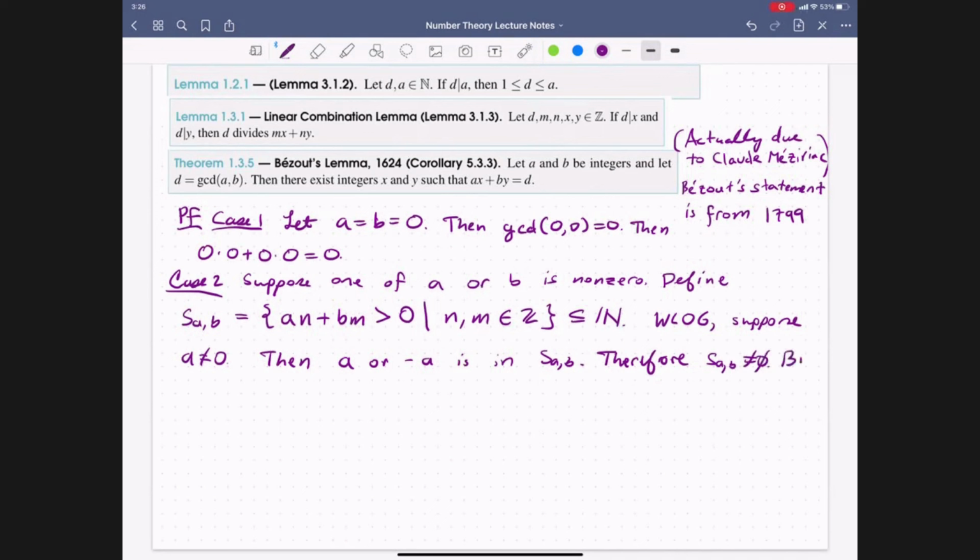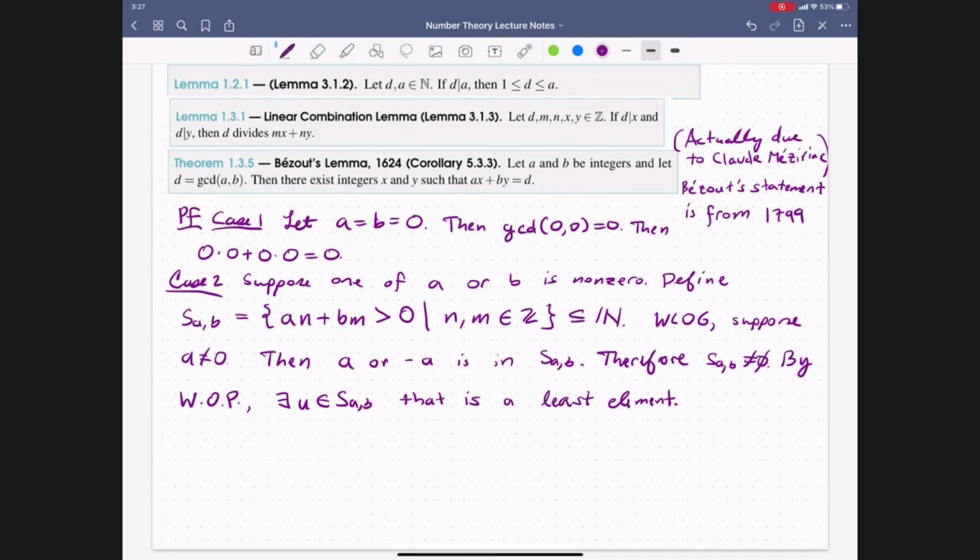And then by well ordering principle, there exists a u in S sub a comma b that is a least element. And so we have this here. Next, what we are going to do now is use the definition.